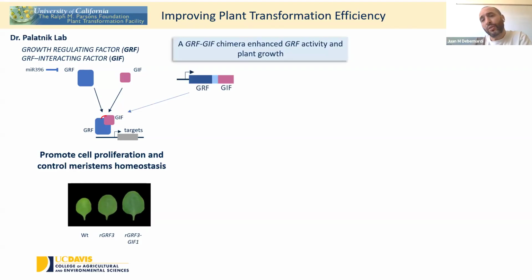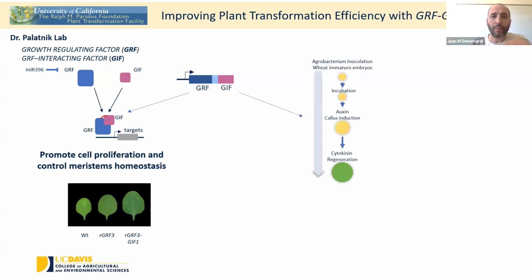So when I came to UC Davis to do my postdoc in Jorge Dubcovsky's lab, wheat transformation was a big problem. The efficiency was low, and it was almost impossible to do efficient CRISPR on wheat. At that time, I was working with David Tricoli, the previous manager of the transformation facility, and we decided to incorporate the GRF-GIF vector into the wheat transformation protocol.